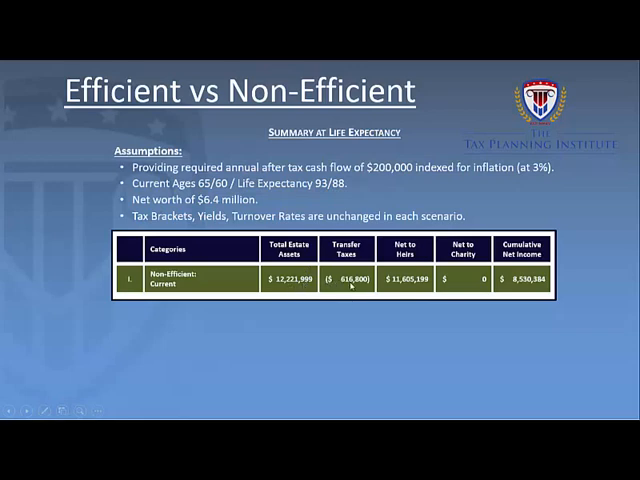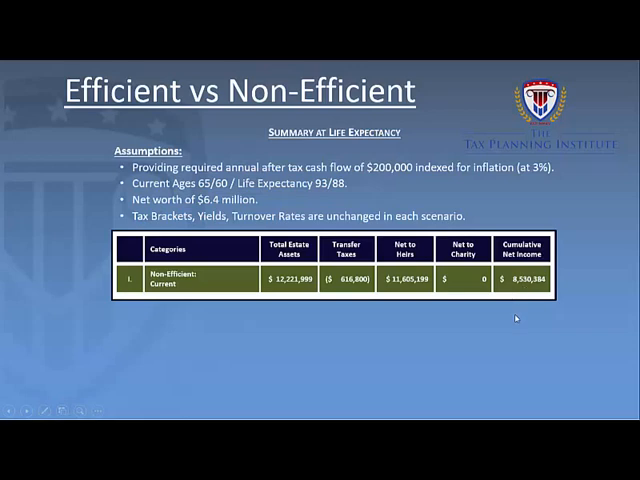There's going to be $616,000 worth of transfer taxes. That's a combination of income in respect of a decedent on their qualified plan money and whatever estate tax there might be. So the heirs are going to wind up with $11,600,000. No money goes to charity, and their cumulative net after-tax income would have been $8,530,000.